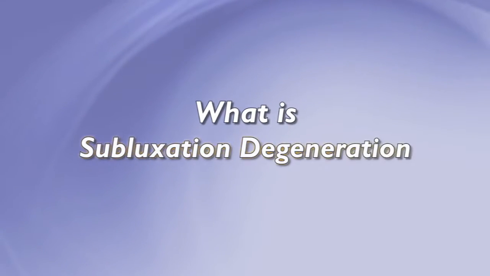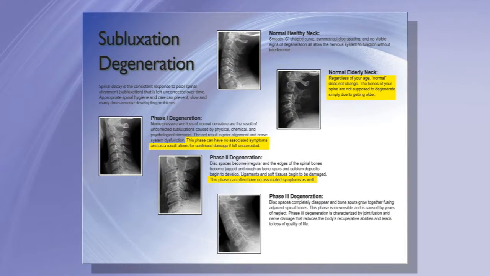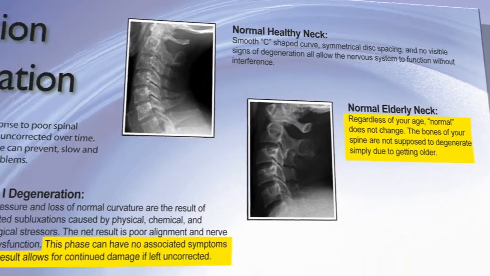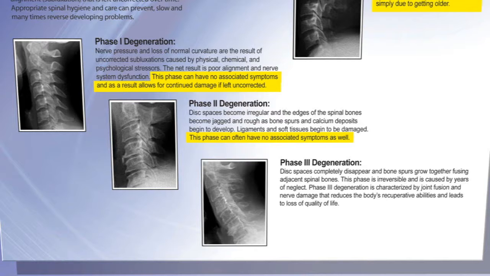First, look at the pamphlet that covers degeneration. Notice the different phases of degeneration referred to in this pamphlet. Look at the picture of a normal spine, and then look at the pictures showing a spine in Phase 1, Phase 2, and Phase 3 degeneration.